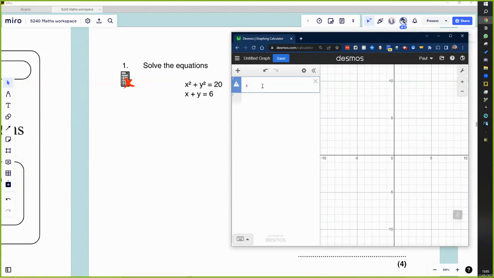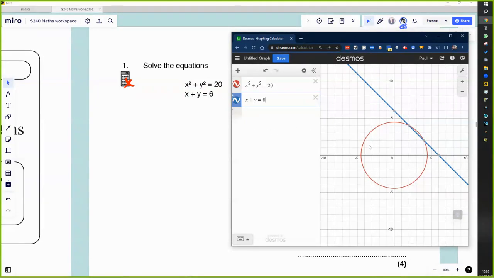So if I wrote this out like that is equal to 20, I get a graph of a circle. Now, if we did the other graph, and it's not written the way that you would normally write out an equation for a straight line, but Desmos will be fine with that. There you go. Now, the solution for any simultaneous equations, if you plot them like this, will always be where they intersect.